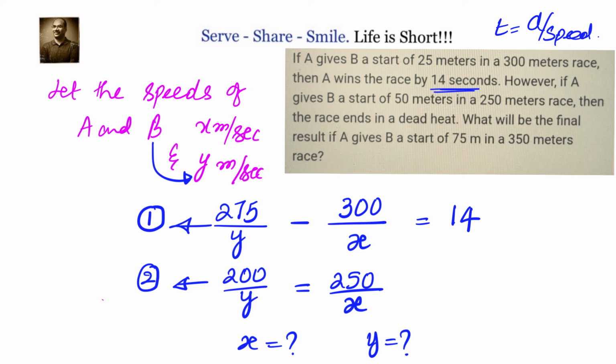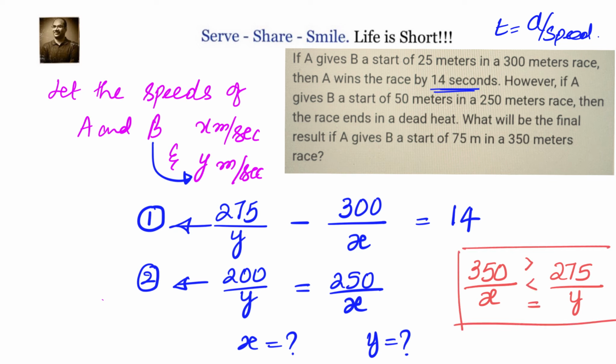Finally, what we need to find out, let's write down that also. We need to find out what will be the result if A gives B a start of 75 meters in a 350 meters race. In that case, A will be racing 350 meters and his speed is x, whereas B will be doing only 275 meters and his speed is y. Now we have to see whether this is greater than, less than, or equal to. Who will win the race and by how much time?